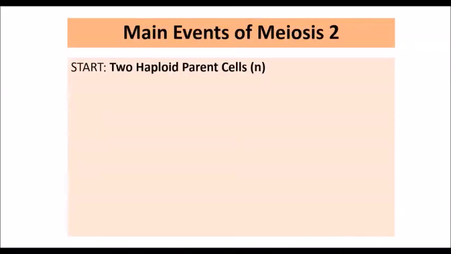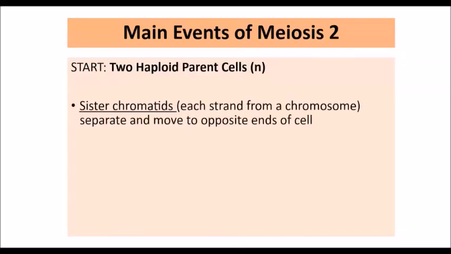So let's sum up meiosis 2. We had 2 haploid parent cells to begin with, and those came from meiosis 1. These sister chromatids, which are each strand of the chromosome, separate and move to opposite ends of the cell. This is similar to the process of mitosis, similar to what happens during anaphase in mitosis.